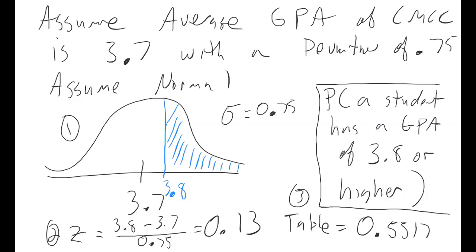So, any questions on how we did that one? Now for this one, since it's 3.8 or higher, do you have to do the complement of 0.5517? Yep, you do. Which equals 0.4483.